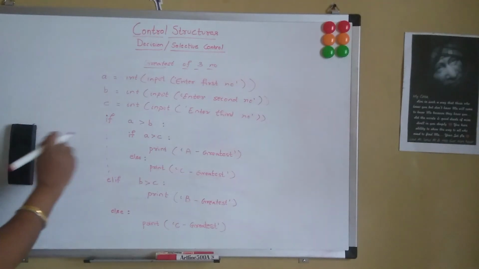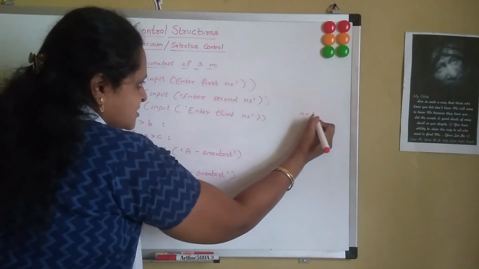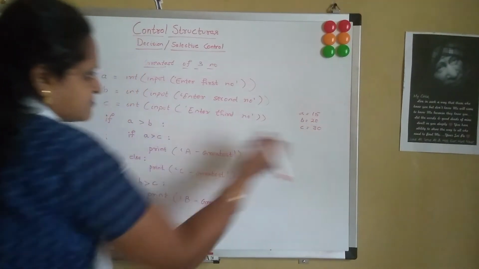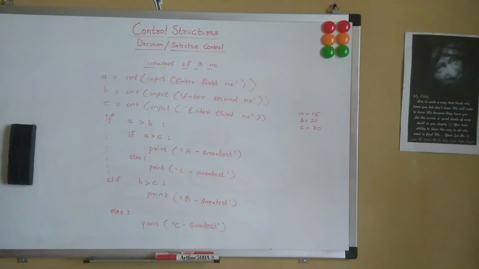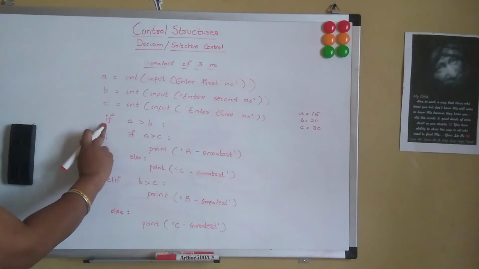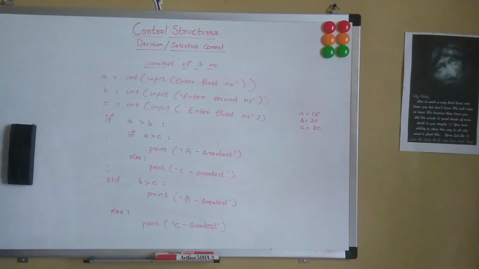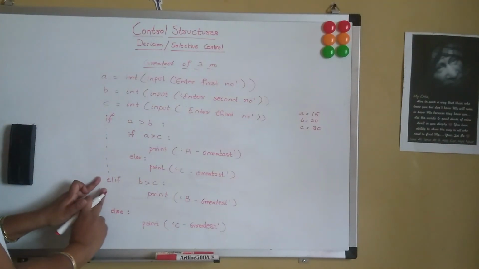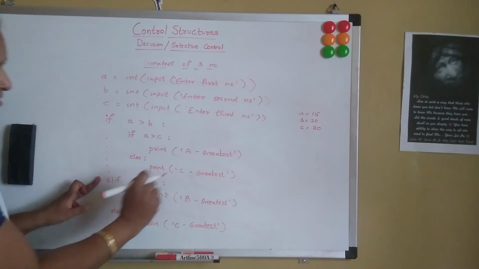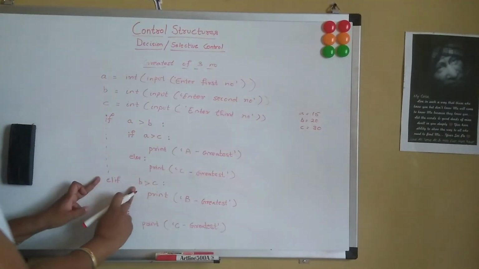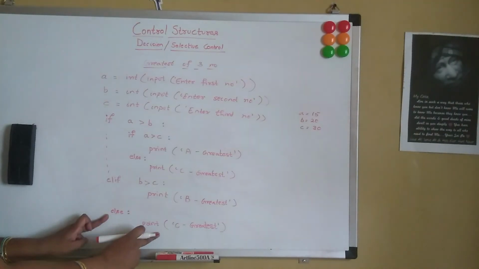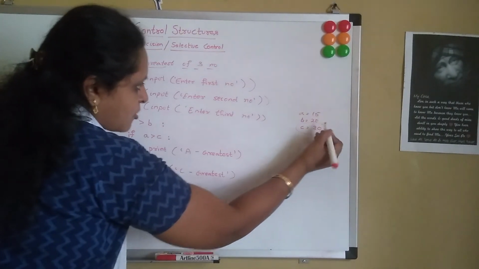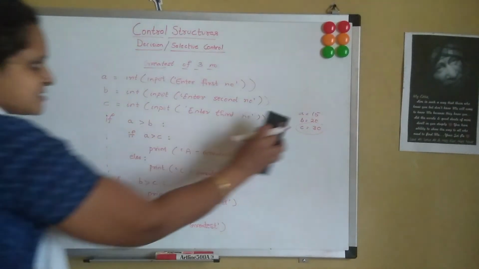So how does the code work? Suppose user enters A as 15, B as 20, C as 30. Now we have to find the greatest among these three numbers. Now it will check for the first condition, A greater than B. Is A greater than B? No. It goes to the elif condition. Here it checks B greater than C. Is B greater than C? No. So it goes to the else condition and it will print C is the greatest. So C is the greatest among all A, B and C.